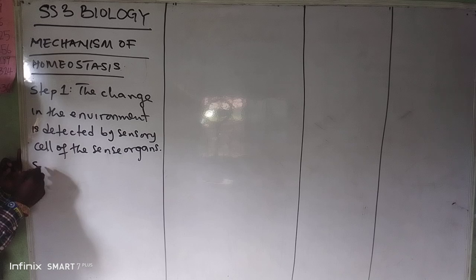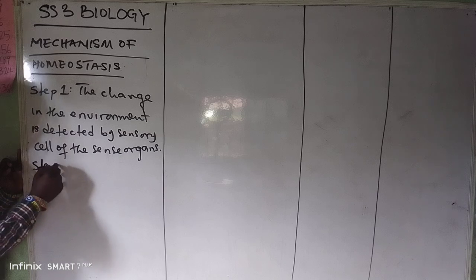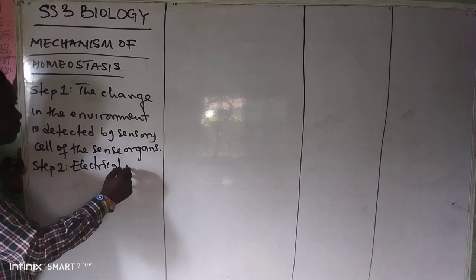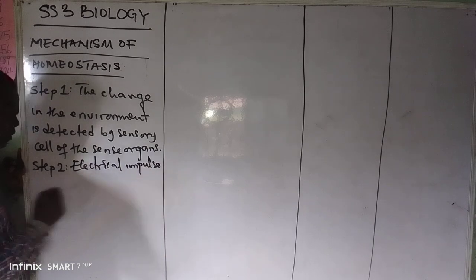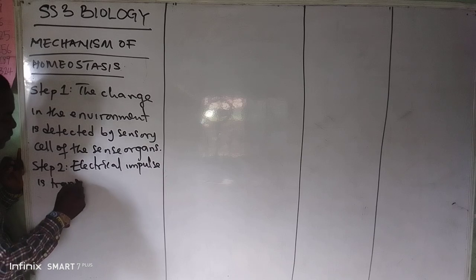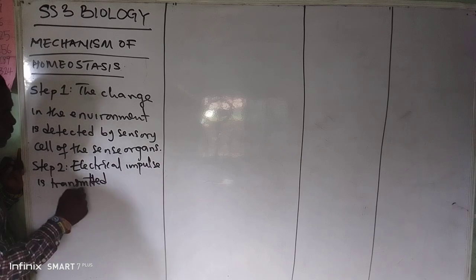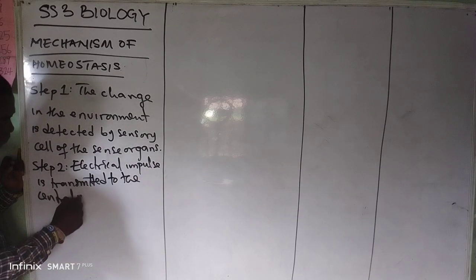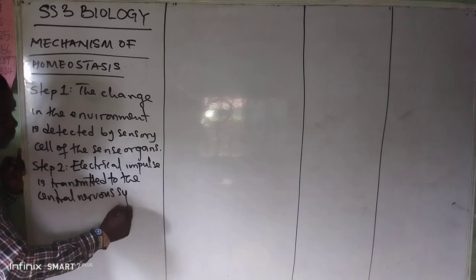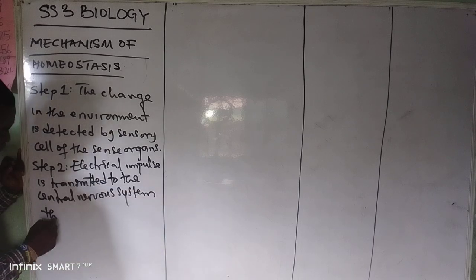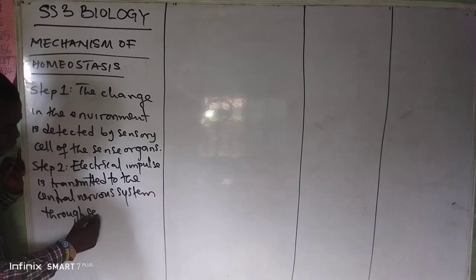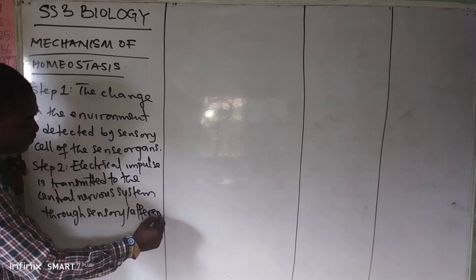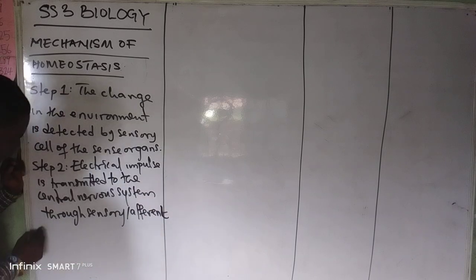So step two. In the second step, an electrical impulse is transmitted to the central nervous system through sensory or afferent neurons. We are still going to look at that in the nervous system. Afferent neurons.